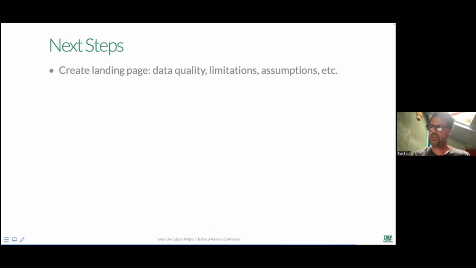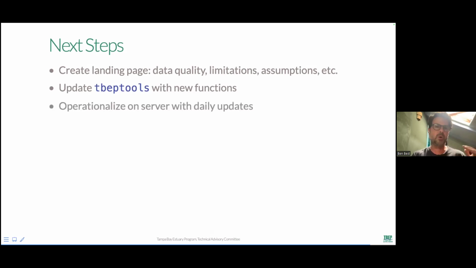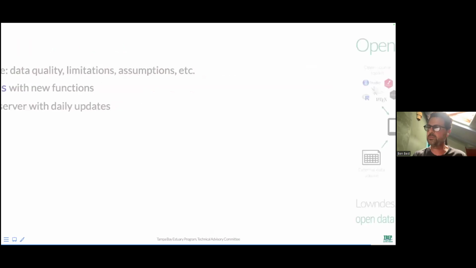So just real quick, the next steps are we want to create more of a landing page, describe where this data comes from, limitations, caveats, assumptions, update the TBEP tools package with these new functions to update the data, and operationalize this on the server. So you're seeing up-to-date data as soon as it becomes available. It's on the app and readily accessible.